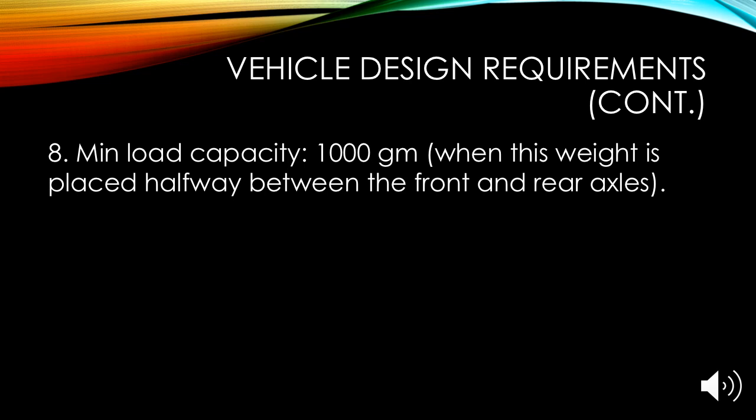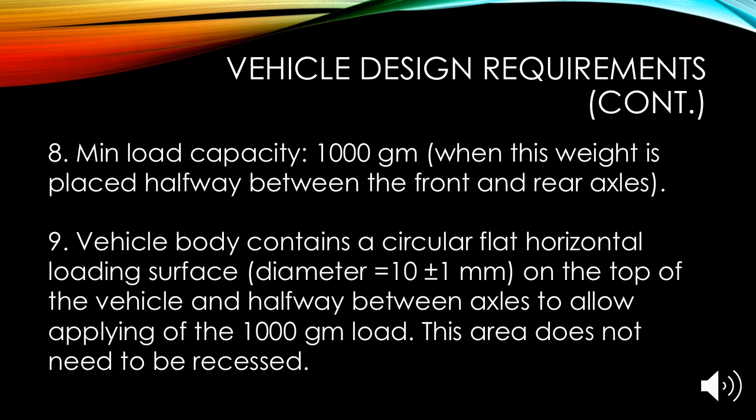The minimum load capacity is 1,000 grams. This is when the weight is placed halfway between the front and rear axles. Vehicle body contains a circular, flat, horizontal loading surface, a diameter of which is about 10 millimeters, on the top of the vehicle and halfway between axles to allow applying of the 1,000 gram load. This area does not need to be recessed.